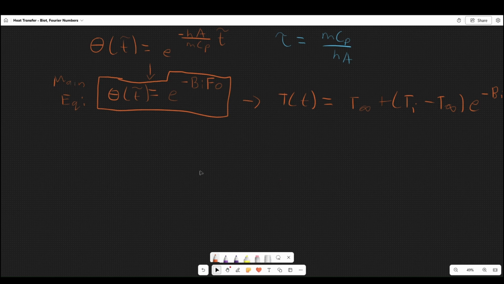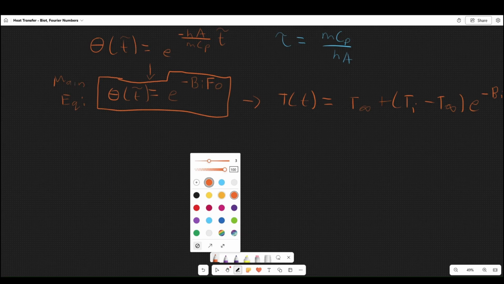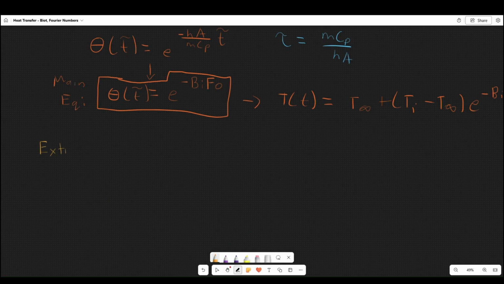So essentially, when you have convection resistance being way larger than conduction resistance. And now you might be asking, well, what about the opposite, right? What if conduction is really strong compared to convection? So we have an extreme case too.